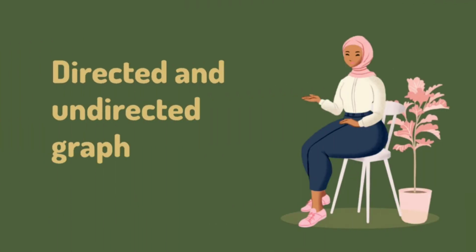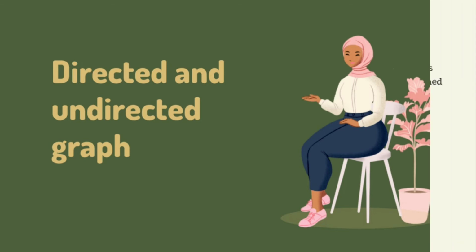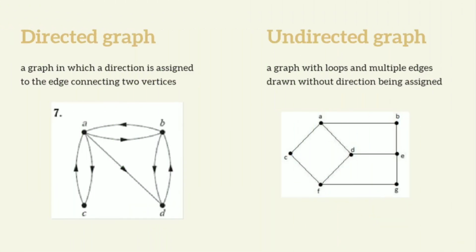Move to the next slide, directed and undirected graph. Directed graph, a graph in which a direction is assigned to the edge connecting two vertices. Look at the arrow. That is the way we represent directed graph. Undirected graph. Undirected graph is a simple graph or a graph with loops and multiple edges drawn without any direction being assigned. As you can see, there is no arrows in that picture.